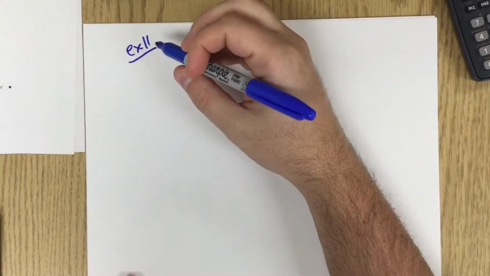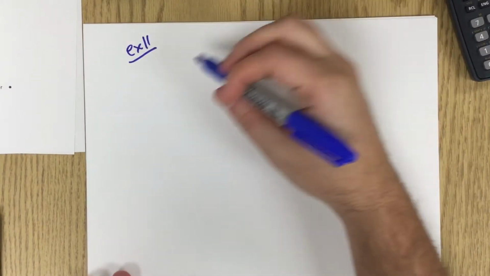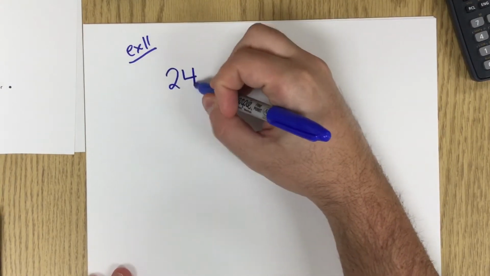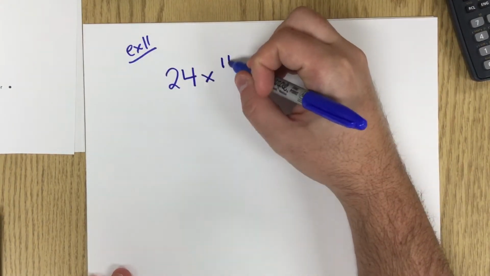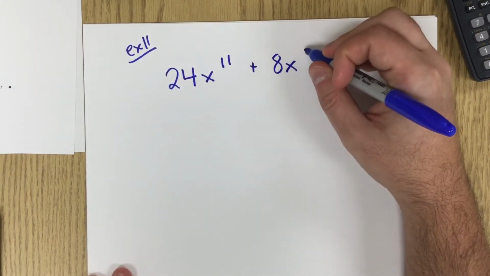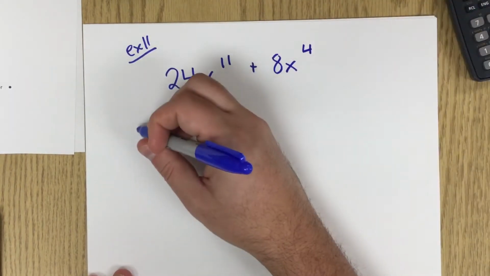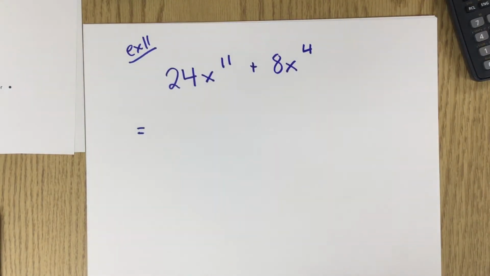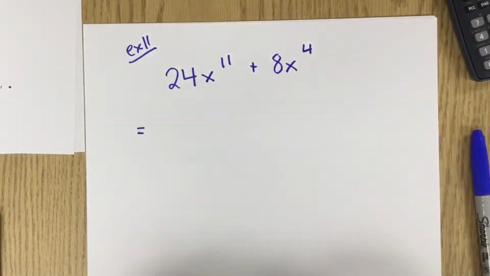Next, we're going to have 24x to the 11 plus 8x to the 4. You could pause and try this one out. This is probably the one that people have the most trouble with, is what I want to say.